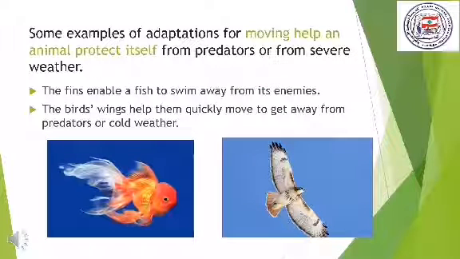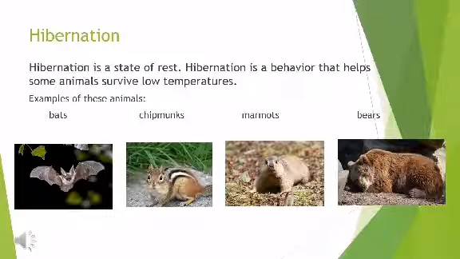Another adaptation is for moving, in order to help an animal protect itself from predators or from severe weathers. So here are some examples of this kind of adaptation. The fins enable a fish to swim away from its enemies. Birds also have wings, which help them quickly move to get away from predators or from cold weather. Hibernation is also a type of adaptation that some animals have in order to protect themselves and survive in severe weathers. So what is hibernation?